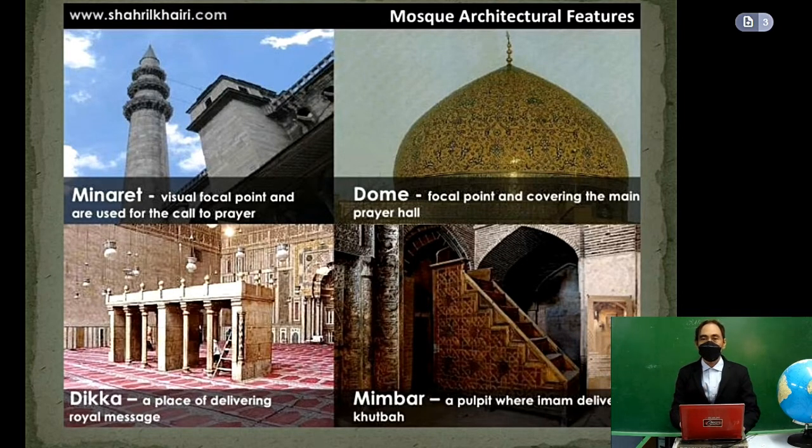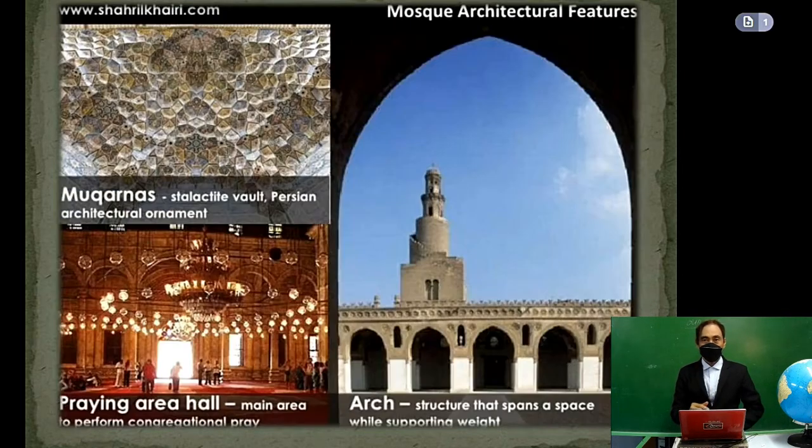Minbar, a pulpit where the Imam delivers the khutbah. The minbar is equivalent to the Catholic church pulpit. Muqarnas, that's a stalactite vault, a Persian architectural ornament. So that is Muqarnas. Praying area hall, the main area to perform congregational prayer.